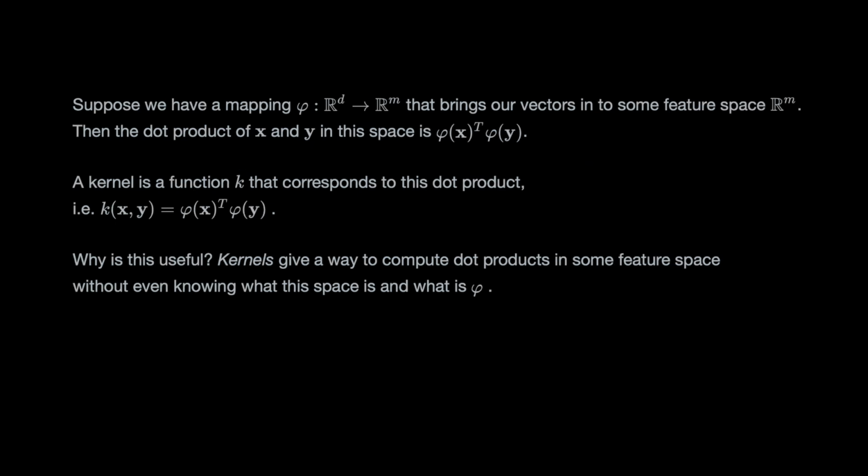Suppose we have a mapping phi from R^d to R^m that brings our vectors into some feature space R^m. Then the dot product of x and y in this space is just a dot product of phi of x and phi of y. A kernel is a function k that corresponds to this dot product. Why is this useful? Kernels give a way to compute dot products in some feature space without even knowing what this space is and what phi is.